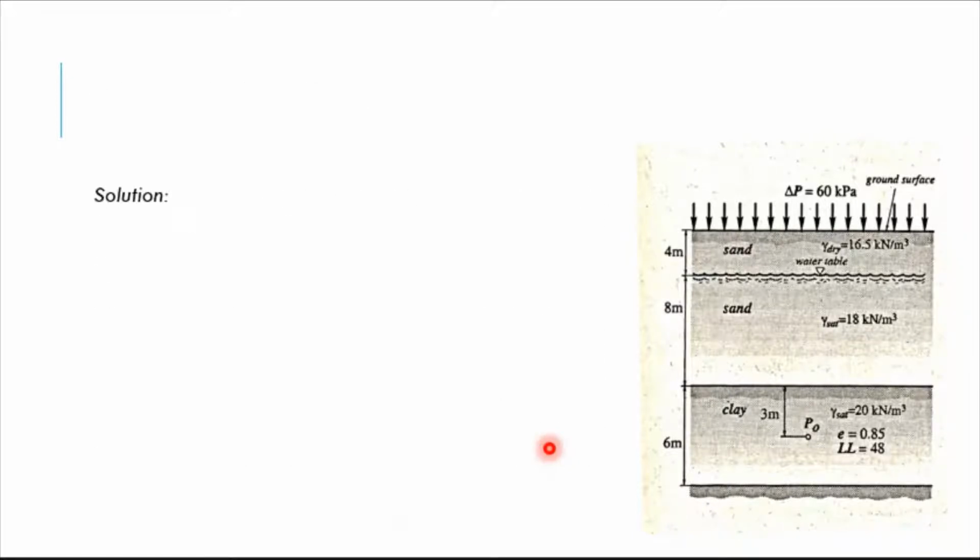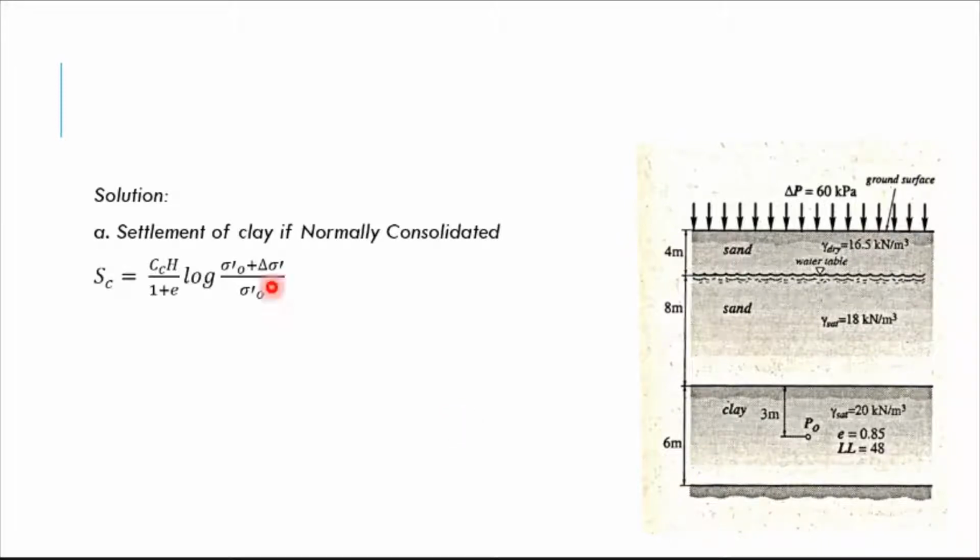So let us solve the problem. In the first unknown, we have to find the settlement of the clay if it's normally consolidated. So the formula for the primary consolidation settlement is equal to C sub C times H over 1 plus e, times the logarithm of the overburden pressure plus the change in stress, over the overburden pressure.